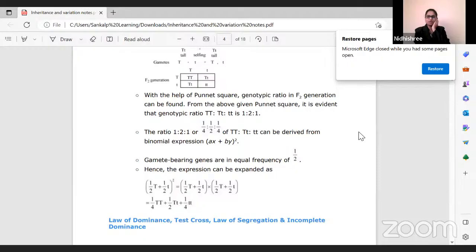Who is this? Can you mute yourself please? Yeah. So 1:2:1 expression, now you can also write as 1/4, 1/2, 1/4. So this can be derived from a binomial expression, (ax + by) whole square.